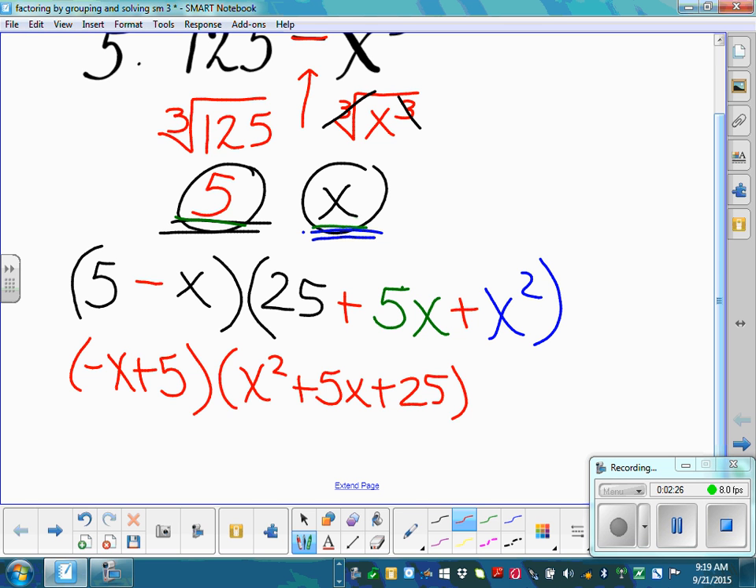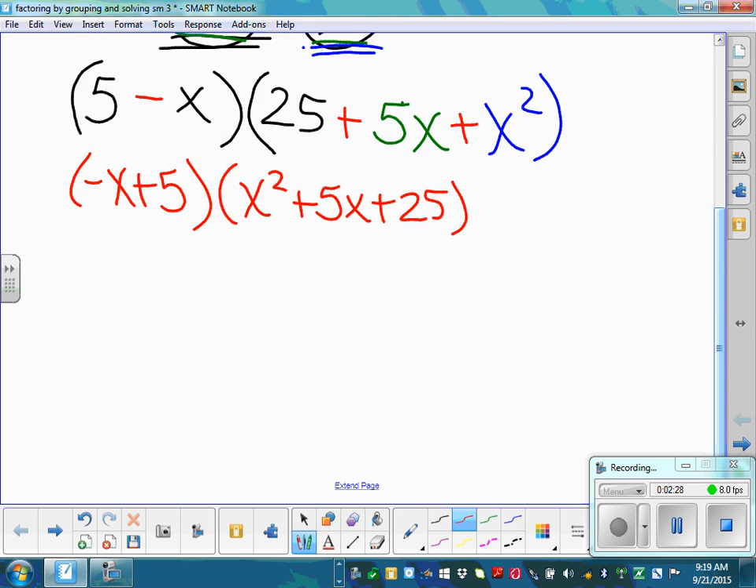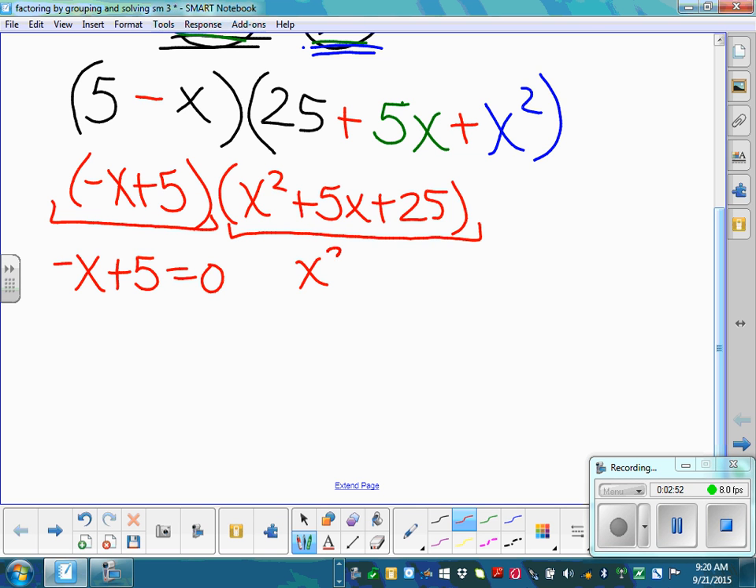Now, what if I asked you, and on the test, this is what I'm going to ask you to do. Factor and solve. So, we know that the whole point of factoring is so we can set linear factors equal to 0. So, right here, do we have a linear factor? Is it degree 1, guys? Yes, so we can set that equal to 0. So, we'll set negative x plus 5 equal to 0, and then we'll set this piece equal to 0. So, x squared plus 5x plus 25, we'll set that also equal to 0. Now we'll solve for x in each case.